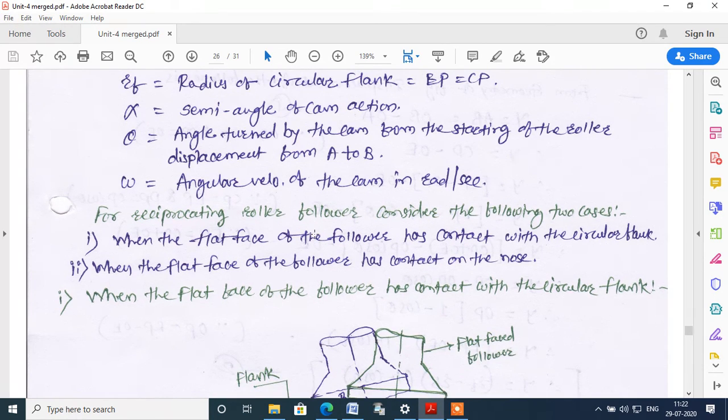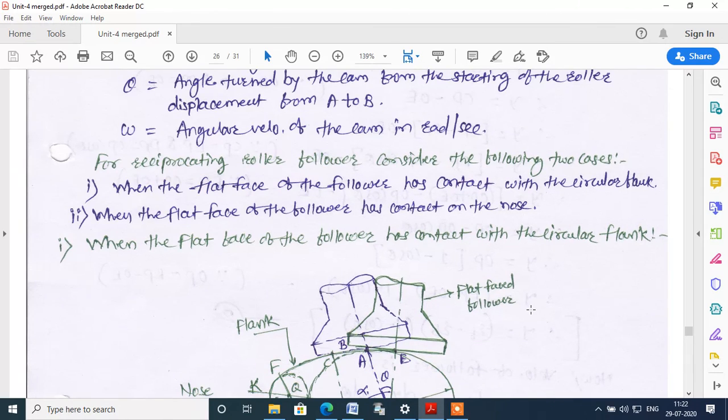For a reciprocating follower, consider the following two cases. The first case is when the flat face of the follower has contact with the circular flank, and the second is when the flat face of the follower has contact on the nose. So we will see them one by one. First, the case when the flat face of the follower has contact with the circular flank. The figure is like this. It is having contact with the circular flank.